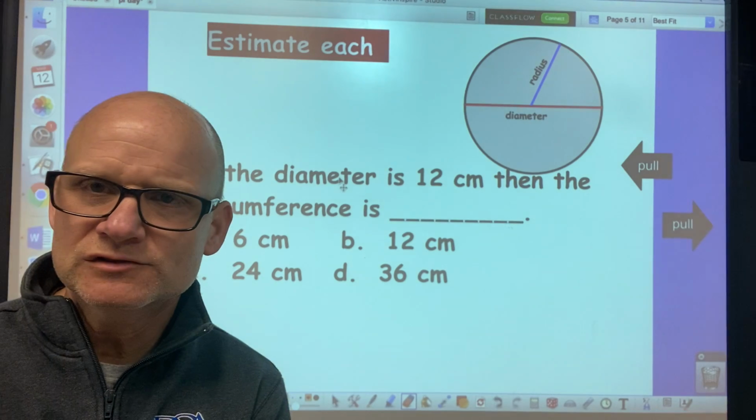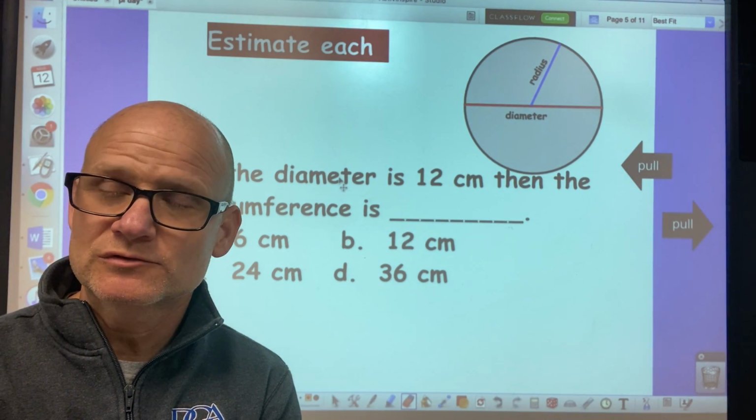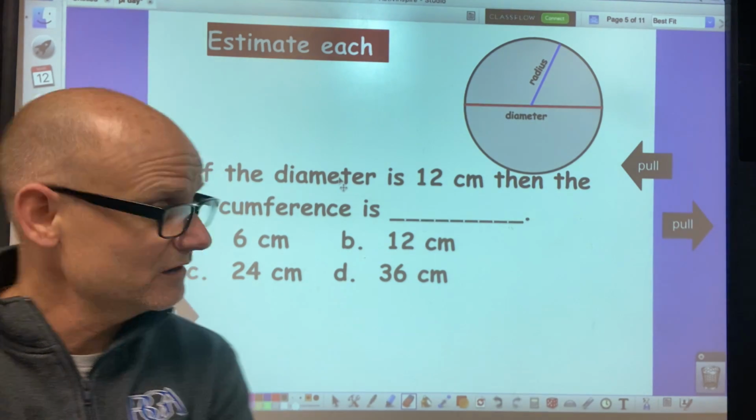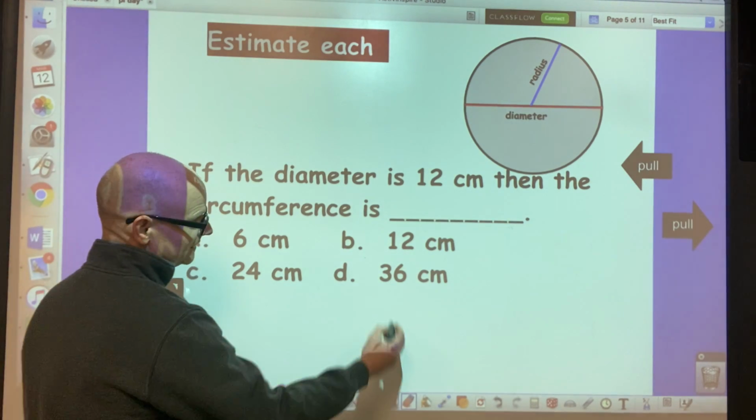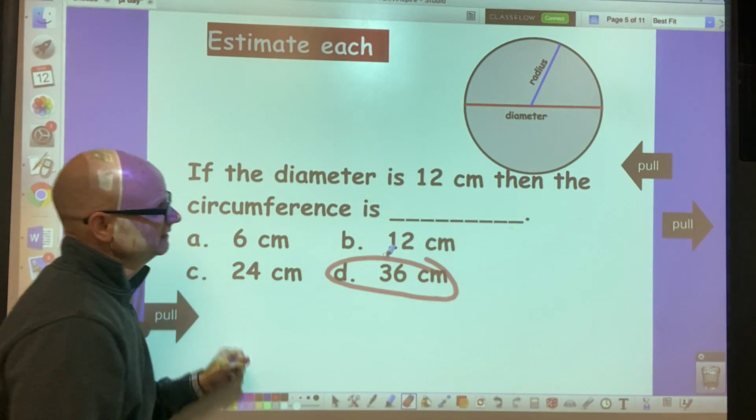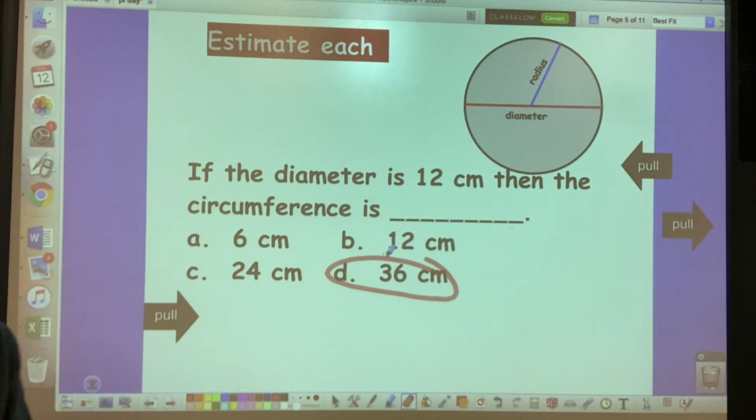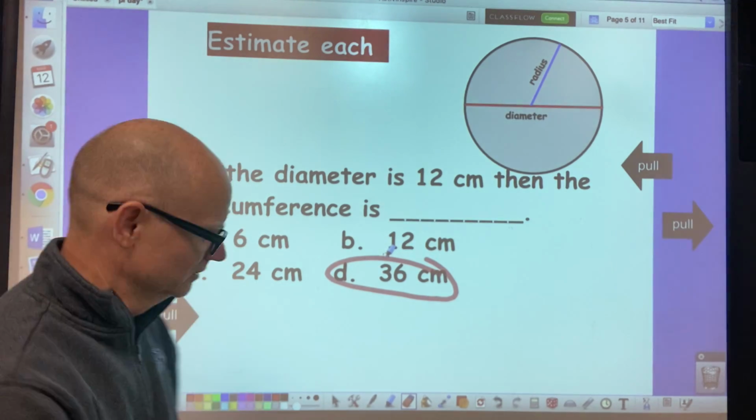Estimate. What would the circumference be? Remember, the diameter is 3. You need 3 diameters to make the circumference. Therefore, you should have been thinking about B, 36. Does that make sense? Okay, good.